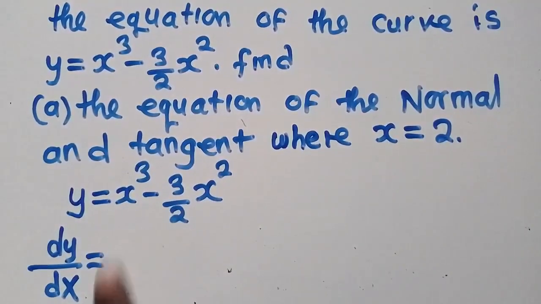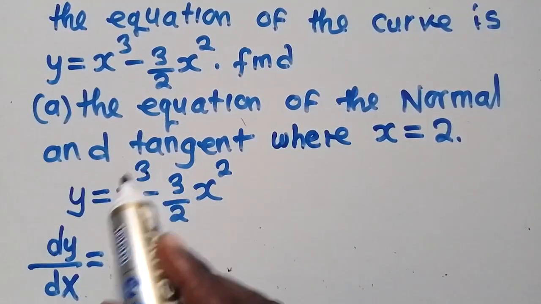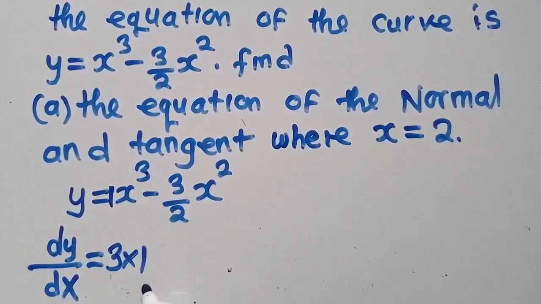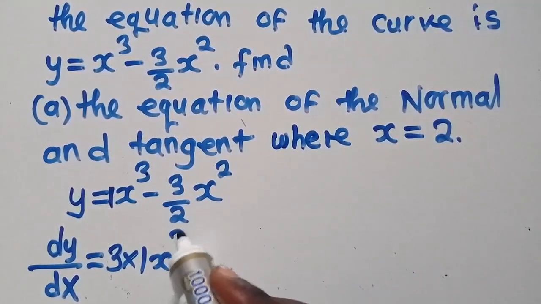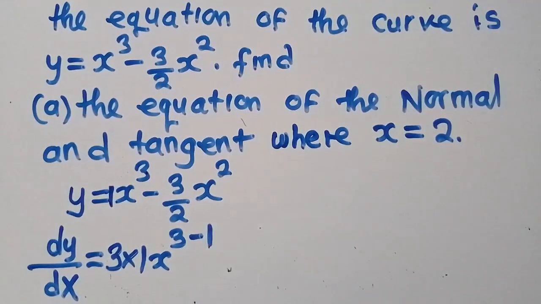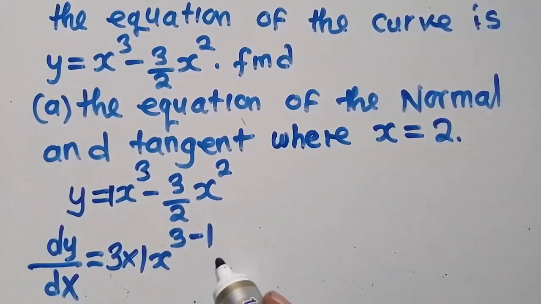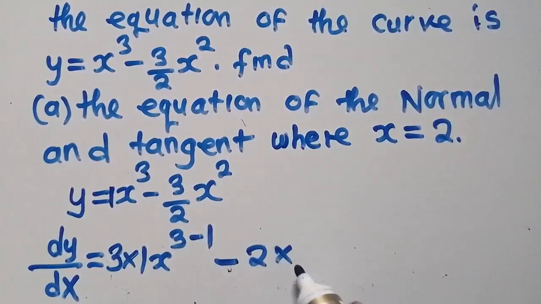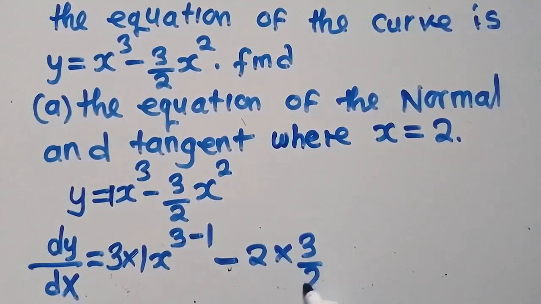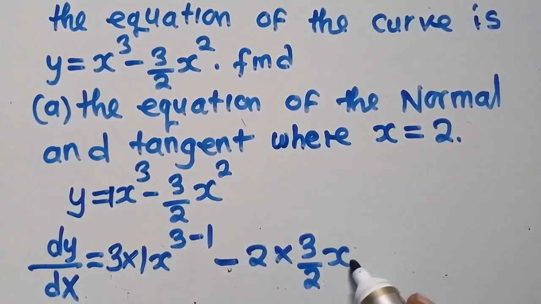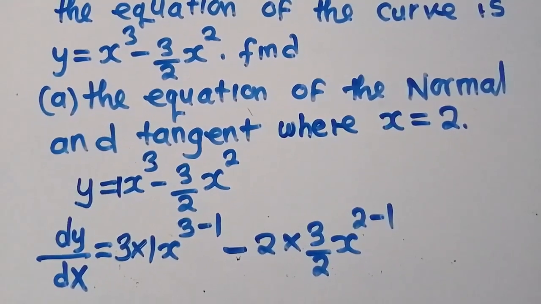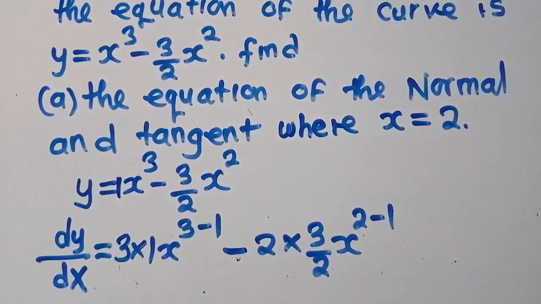So what is happening is this. You are saying that this one times the one which is here, so we are saying 3 times 1 there. You say x, then the power which is 3, you say minus 1. So you continue, you say minus. What is the power there? 2, times the coefficient, which is 3 over 2. Then the power of x, you say 2 minus 1. These are the procedures that you are going to do. So let's make sure we understand this.